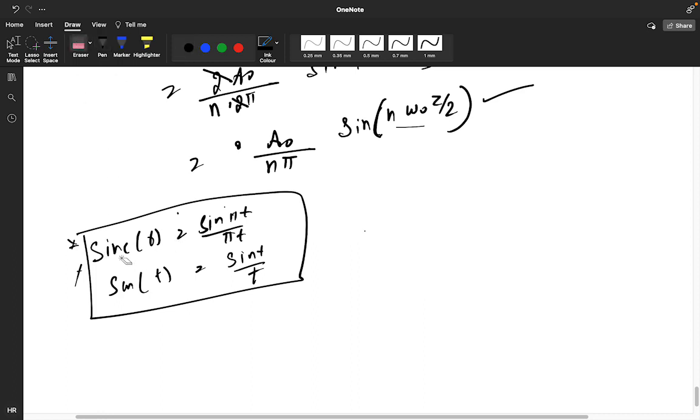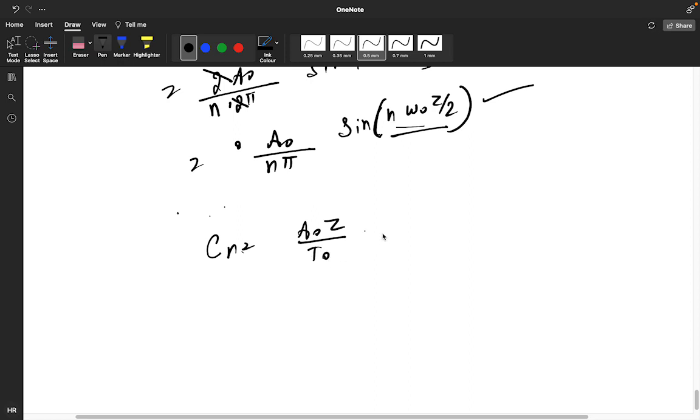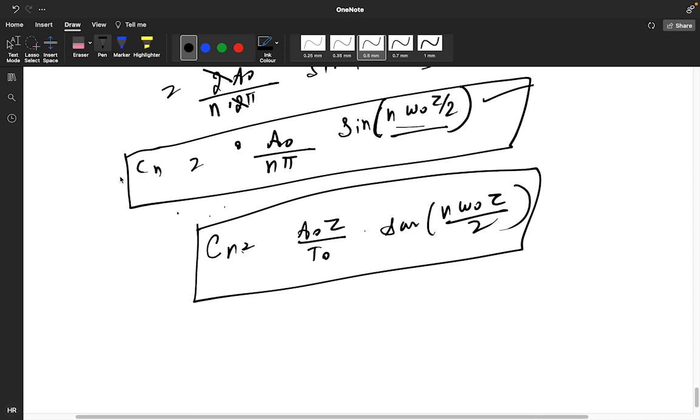What was that sync and sampling function, and according to that, you can change this result by dividing this particular thing and multiplying this particular thing. Then the final answer, if you are writing in the form of sampling, you will get A naught tau by T naught sampling of omega naught tau by 2, the final answer. And you can leave it up to this part also, it's up to you.